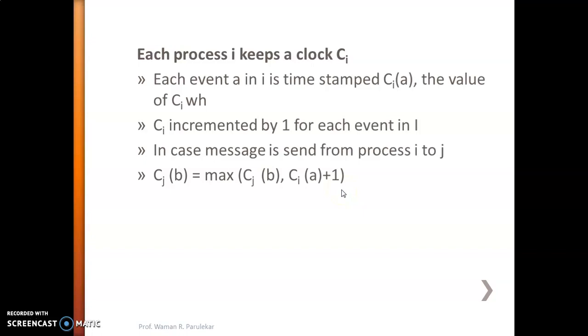Suppose now the timestamp of the sender event is 60. So the value will become 61, and if the receiver's value is 56, then which is maximum? Definitely 61 is the maximum. So the maximum value will be assigned to the new counter of the receiver. So this is the basics of Lamport's algorithm.